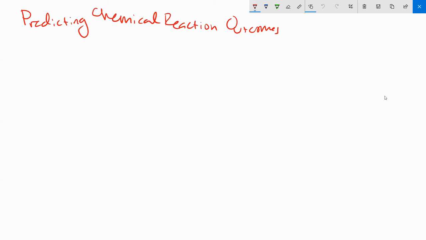Good morning. I want to give you guys some examples on how to predict chemical reaction outcomes. So before we start, let's remind ourselves of the 6 types of chemical reactions we're focusing on this unit.